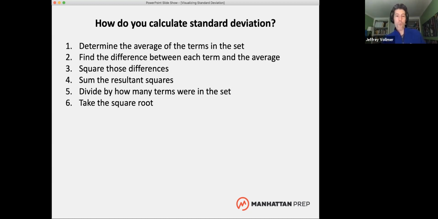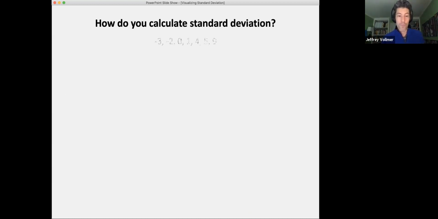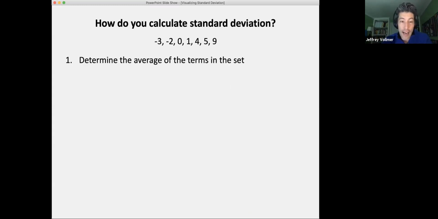And that will give us the standard deviation. So let's walk through this, and I want to show you what this looks like on a number line. So here are 7 terms. Step 1 is to go find the average. The average is not 0 this time. I changed it. So go ahead and find the average. Let me know in chat when you have it.